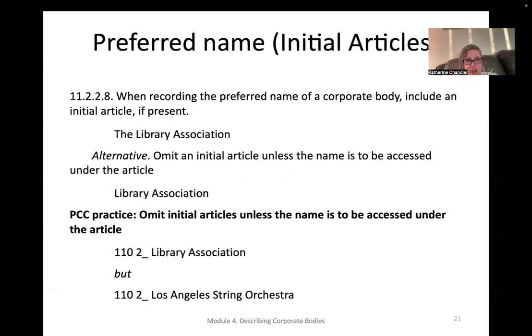So here's initial articles. When recording the preferred name of a corporate body, include an initial article if present: The Library Association. Or alternative, omit an initial article unless the name is to be accessed under the article. The PCC practice is to omit initial articles unless the name is to be accessed under the article. So, for example, Library Association, but Los Angeles String Orchestra.